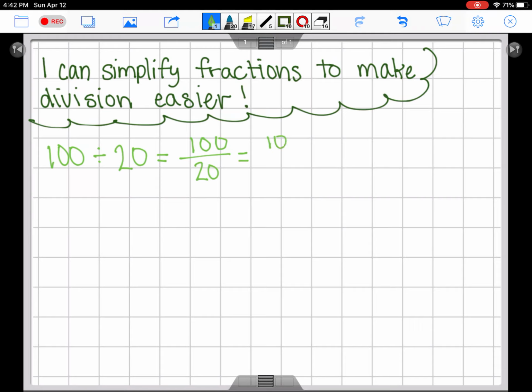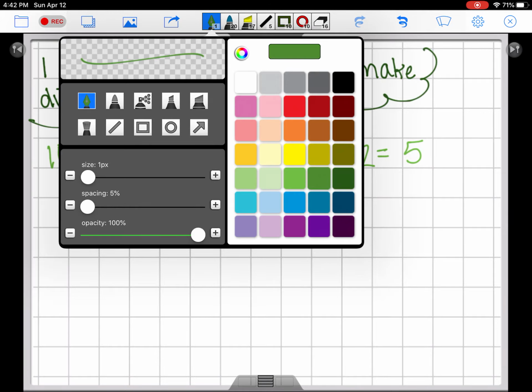If we divide 100 by 10, we get 10. If we divide 20 by 10, we get 2. Holy cow, that is way easier than 100 divided by 20. It's just 10 divided by 2. And we can all do that using our multiplication facts. 10 divided by 2 equals 5.